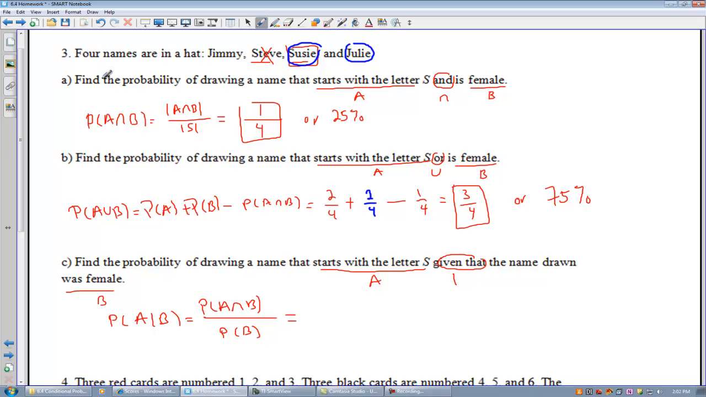We already found the probability of A intersect B, that was 1/4. So you write 1/4 here, all divided by the probability of B. So remember, B is you draw a female name. There's 2 female names and 4 total, so 2 divided by 4. And so we get 1/4 times the reciprocal of 2/4, which is 4/2. The 4's cancel, and you get 1/2, or 50%.